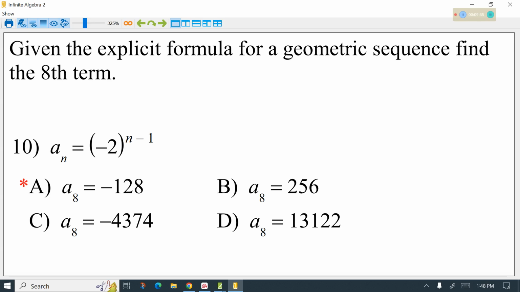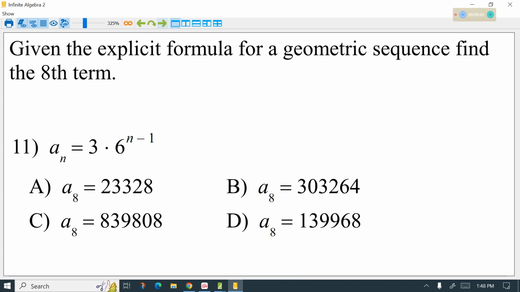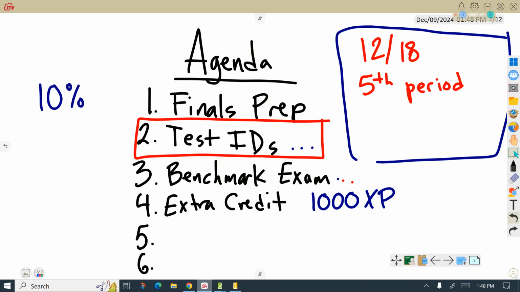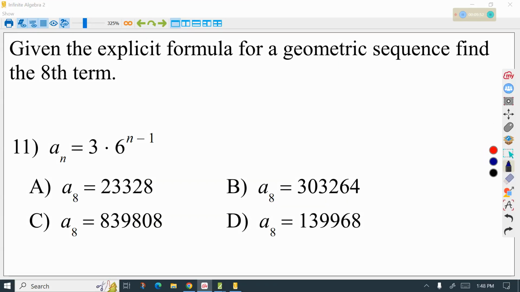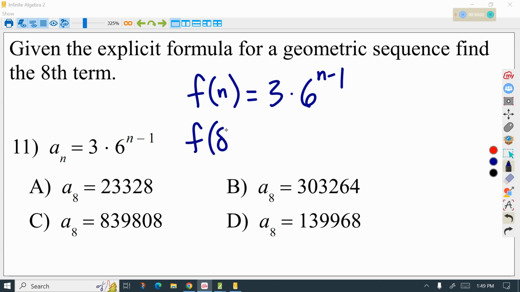So, again, just understand that A sub n just means f of n, and that's all that is. It's the same thing that we've done before. So in this example, we would want to plug in our value for n. So if I have this formula that f of n is equal to 3 times 6 to the n minus 1, but then I want to find f of 8, because again it says to find the 8th term, then that means all I have to do is change the n into an 8.